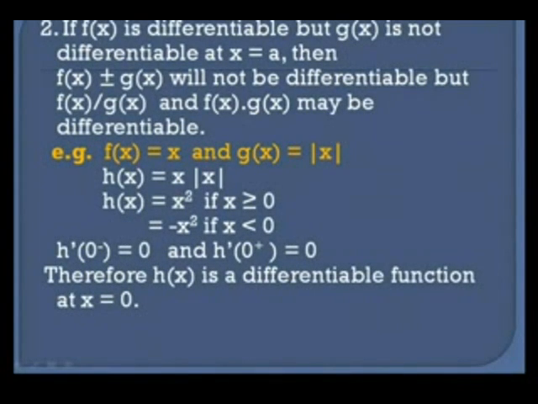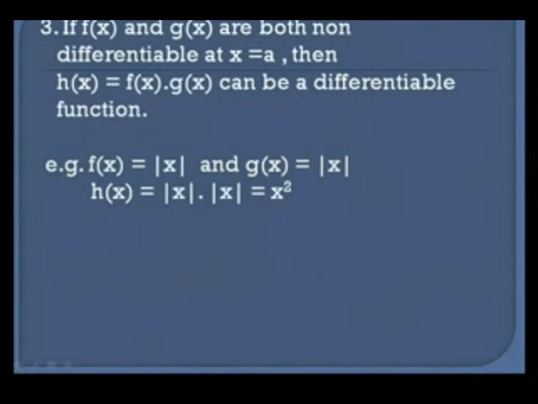Here we see that f(x) equal to x is a differentiable function, but g(x) equal to modulus of x is a non-differentiable function, but their product is a differentiable function. The third property is, if f(x) and g(x) are both non-differentiable functions at x equal to a, then h(x) equal to f(x) into g(x) can be a differentiable function.